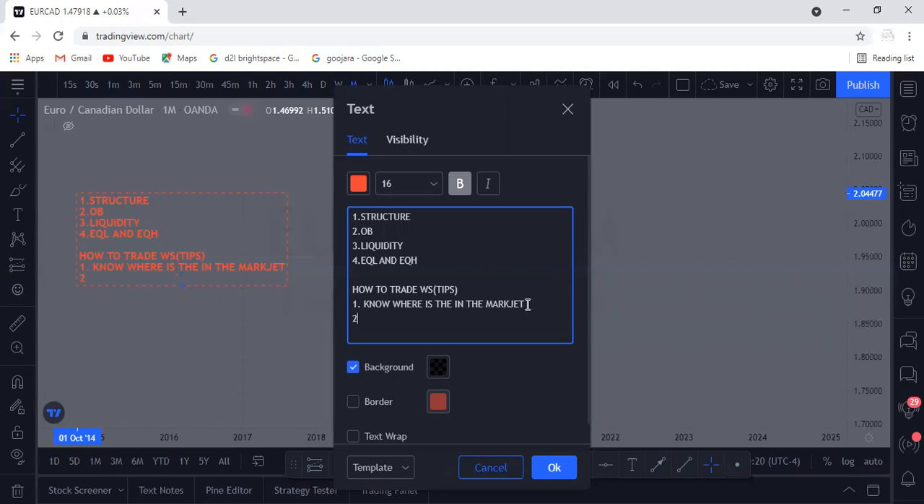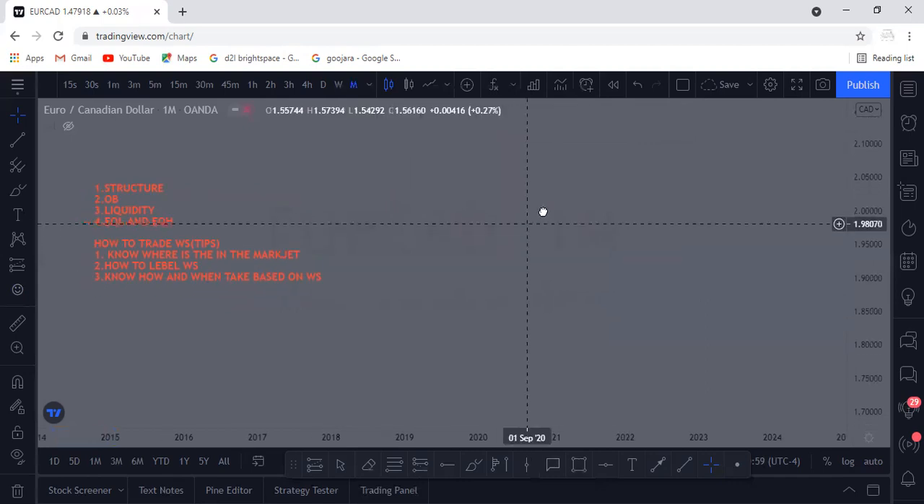Number two, you need to know how to label the Wyckoff schematic. Number three, you need to know how and when to take trades based on the Wyckoff schematic. Those are the points that I will be showing you in this chart here.